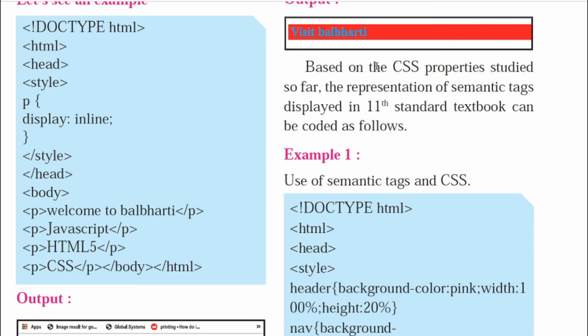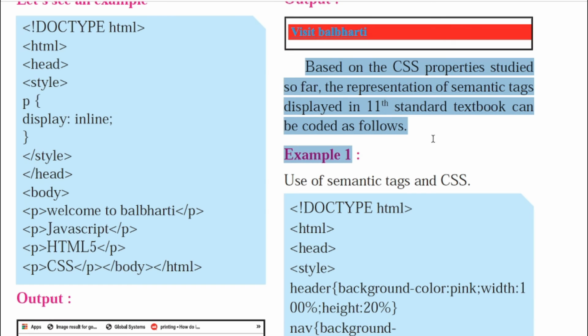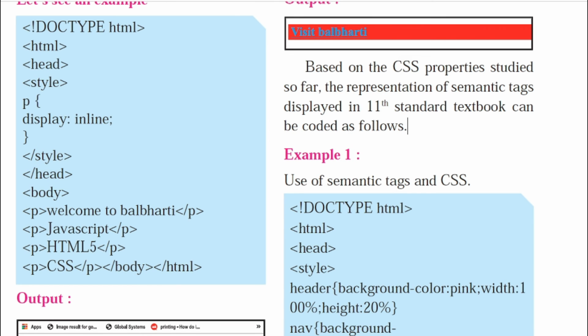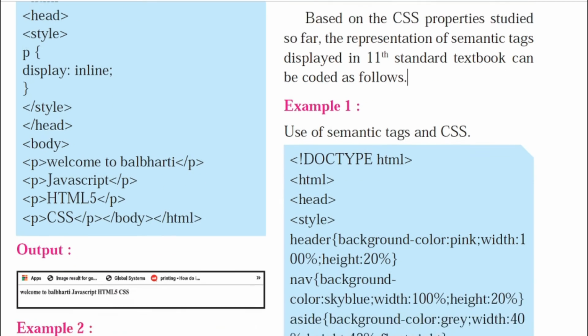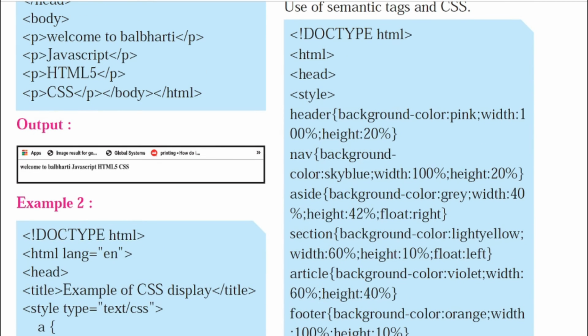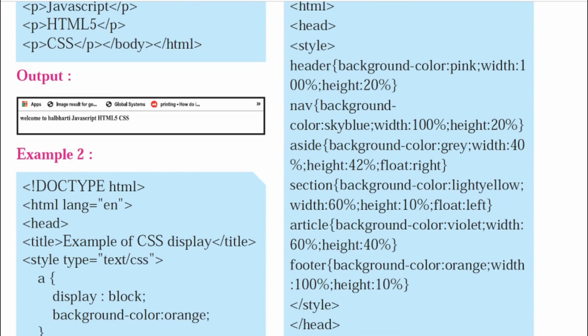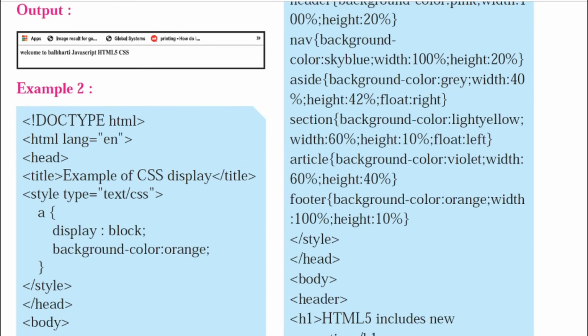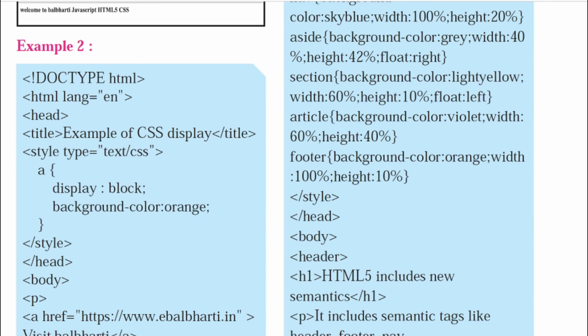Based on the CSS properties studied so far, let us now have a representation of semantic tags from the 11th standard textbook. You also have done this, my dear students. A semantic tag is nothing but a combo of header section, article section, footer section. Every website, my dear students, has a header section, an article section, a footer section, and these are basically the semantics. It has an aside section also.